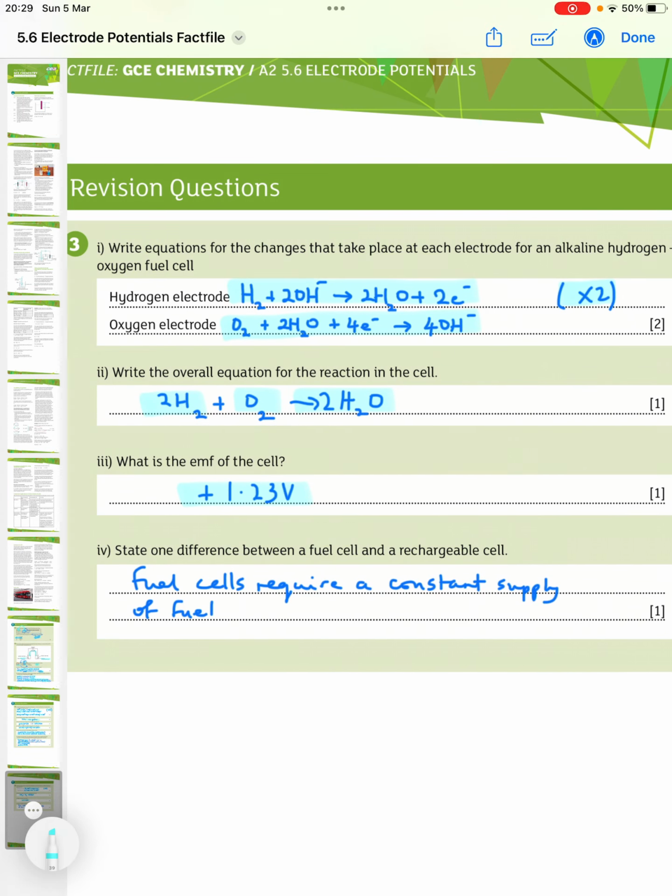State one difference between a fuel cell and a rechargeable cell. Well, the fuel cells require a constant supply of fuel. Rechargeable, you don't need to feed it any fuel, but you do need, obviously, to recharge it. So that's all the electrode potentials.